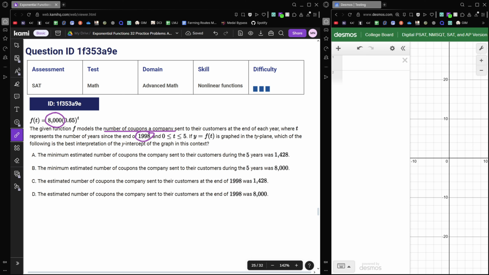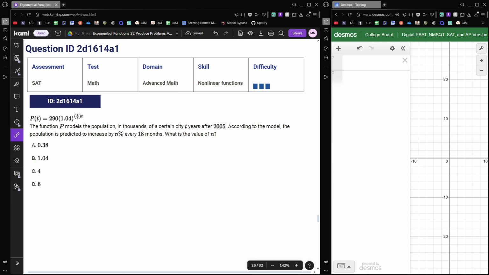A, the minimum. Nowhere did it mention anything about a minimum, so it's not going to be A or B. C, the estimated number of coupons the company sent to their customers at the end of 1998 was 1,428. I have no idea where they got 1,428 from, but that's not it. So that means our answer will obviously be D, but let's go ahead and read it. The estimated number of coupons the company sent to their customers at the end of 1998 was 8,000. Yep, that perfectly matches up. So that means D is our answer.